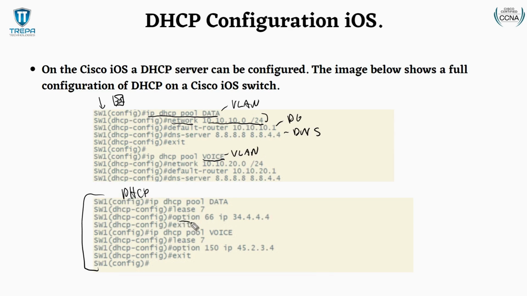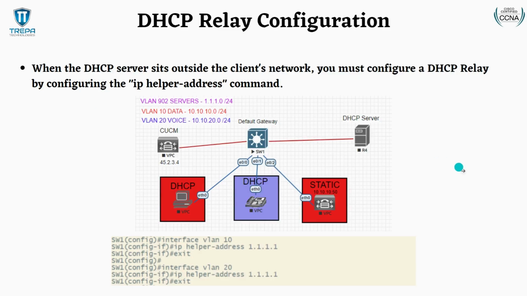On our data pool, we put that option 66 in there so we can have that pre-execution environment image over the LAN. And then in our voice pool, we ensure we have that option 150 address so our phones can reach the Cisco Unified Call Manager so they can TFTP their configurations and their phone profiles.